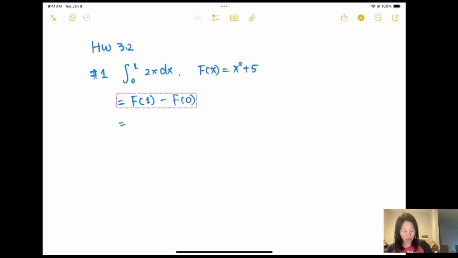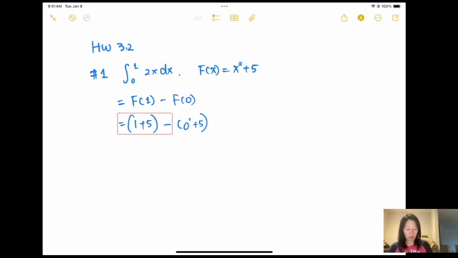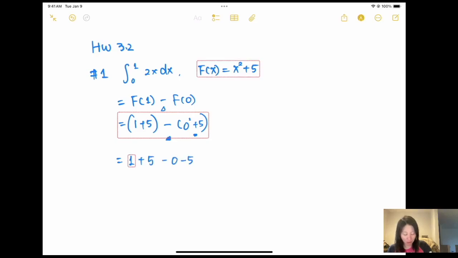In this case, F of 1 is equal to 1 plus 5. This is our F of 1, and then 0 squared plus 5. I would like you to put a parenthesis since there's a subtraction. Whenever there's a subtraction or even addition, I want you to get used to the habit of putting a parenthesis when you're subtracting a function, because the sign inside that function is going to change. So I have 1 plus 5 minus 0 minus 5. So that gives you a 1.